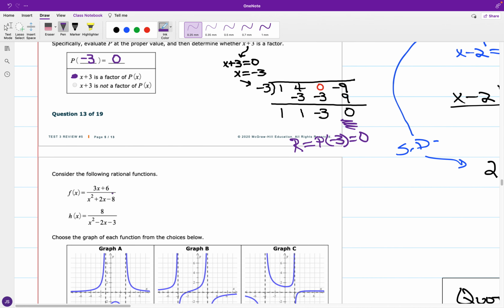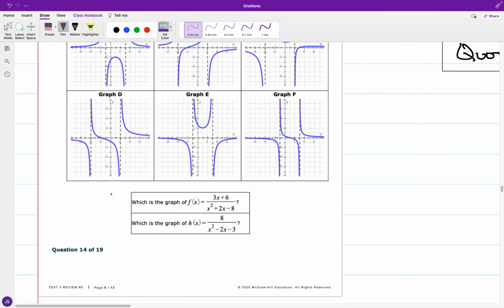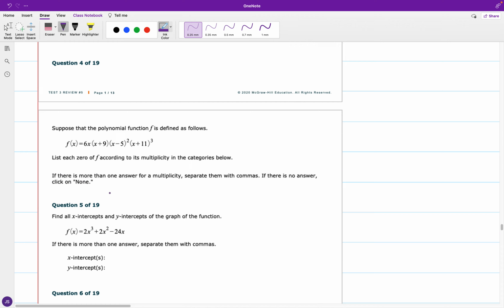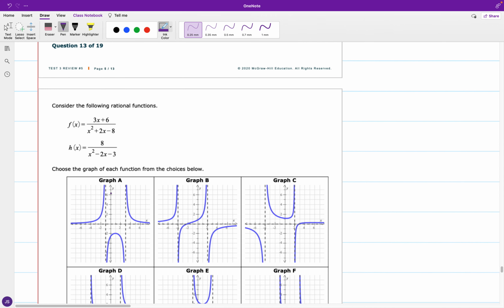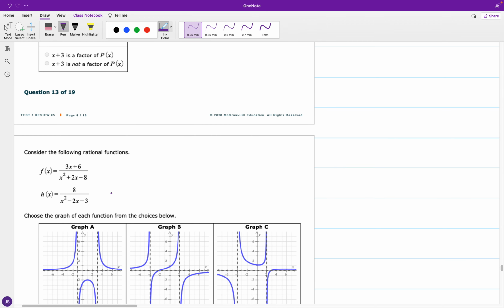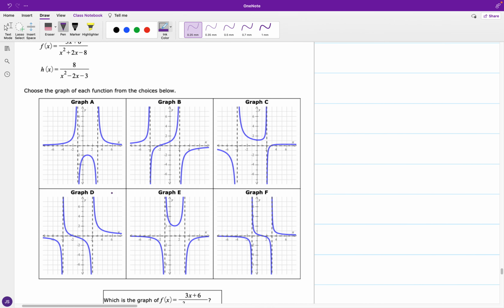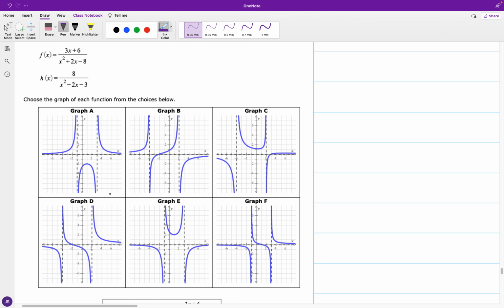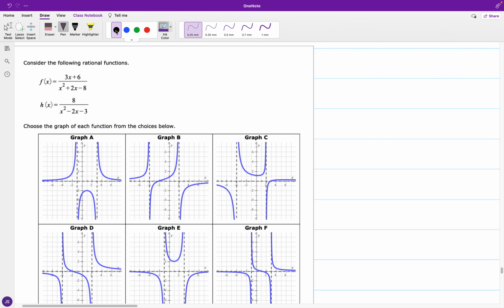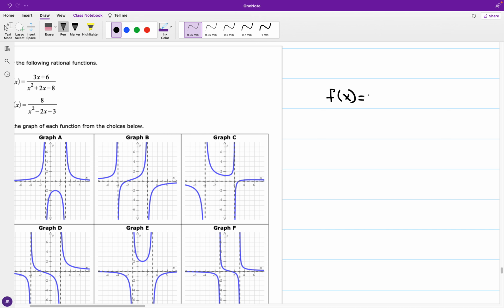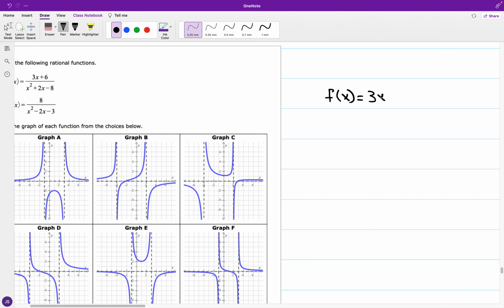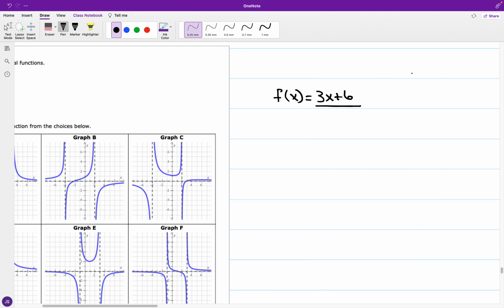All right. Now, for what we have in terms of rational functions, for number 13, we've got two rational functions, f of x and h of x, and we're looking at which of the graphs will be the best fit for these rational functions. First of all, f of x is equal to 3x plus 6 all over x squared plus 2x minus 8.